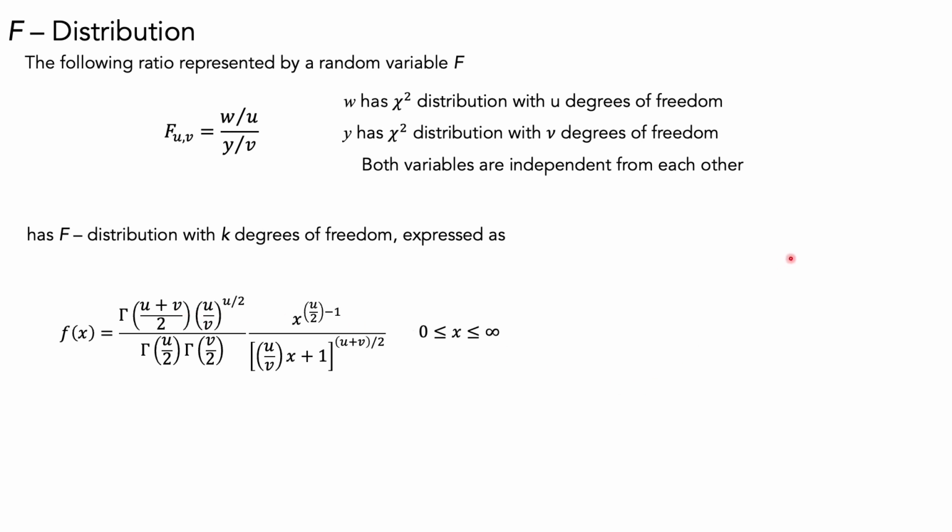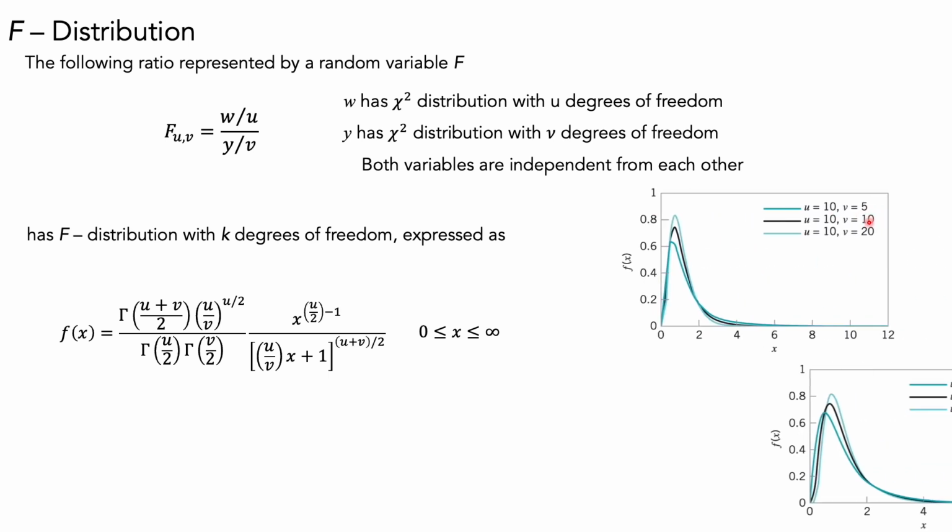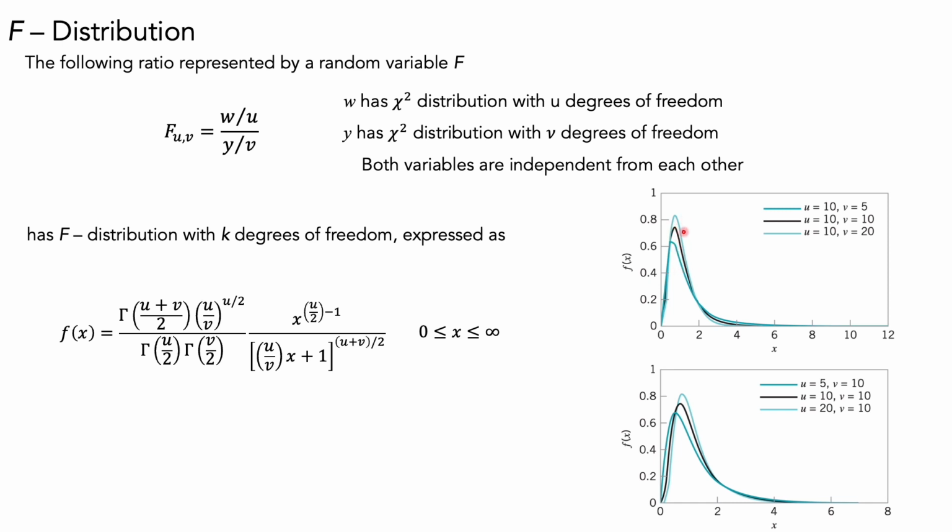So here these three probability distributions of the F distribution have the same value of u but different values of nu. So nu changes from 5 to 10 to 20, and the shape changes, the height changes, the expansion changes a little bit at the tail. And if we keep nu constant at 10 and change the values of u, then we can also see the peak shifting towards the right side. So by changing these values, the probability distribution changes its shape also.